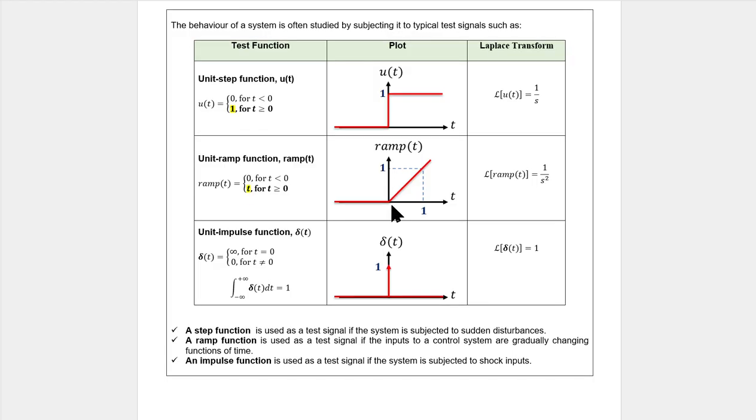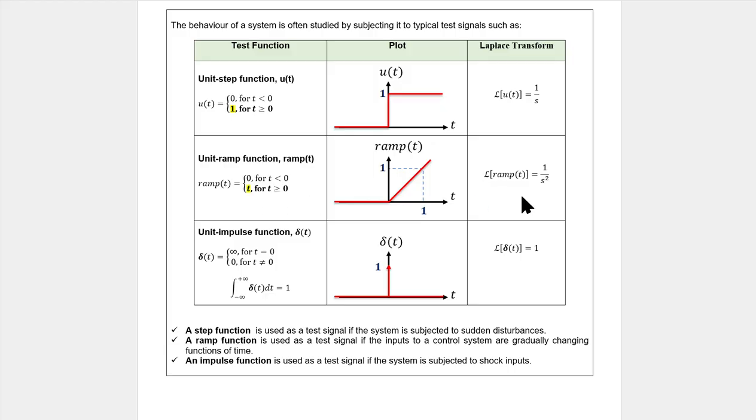Second, unit ramp. Unit ramp is the same: before 0 it's 0. When time is greater than or equal to 0, it's a linear function with a slope of 1. So the function is f(t) equals t. It is shown here. Ramp function is 0 before time equals 0, and t when time is greater than or equal to 0.